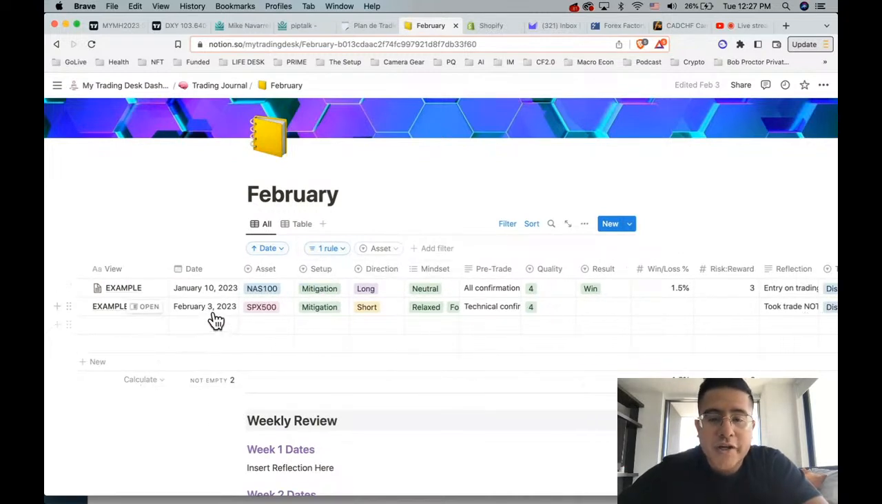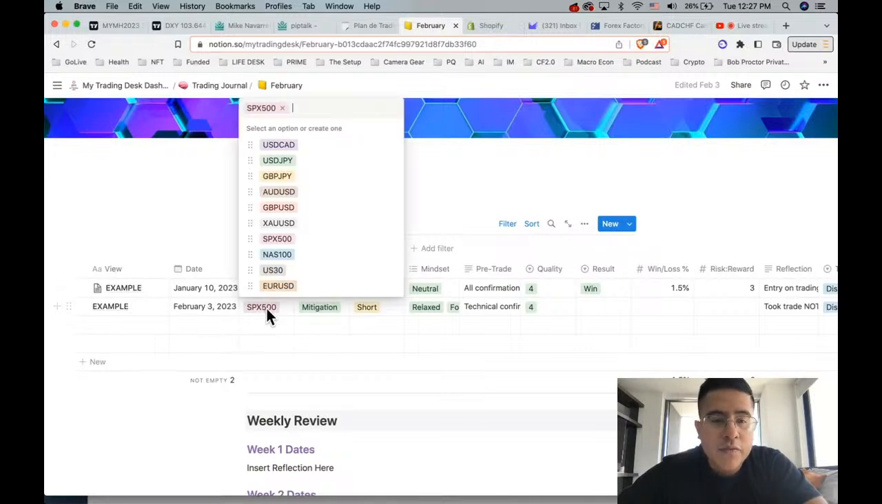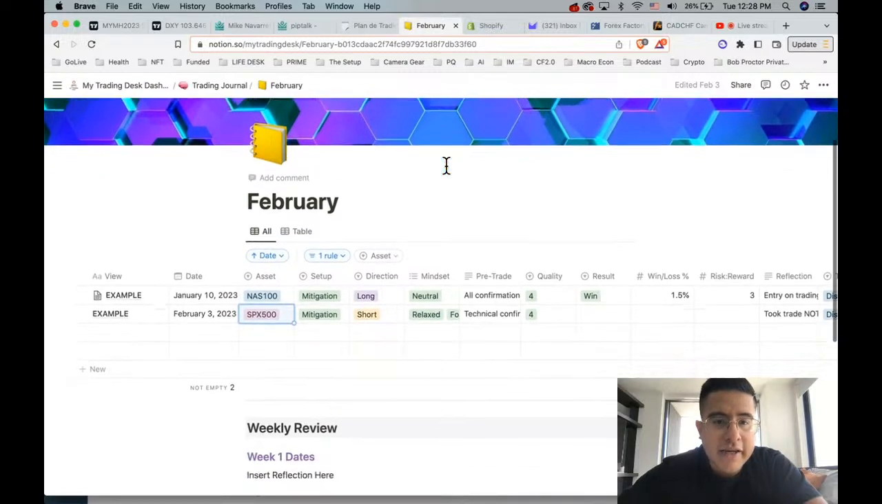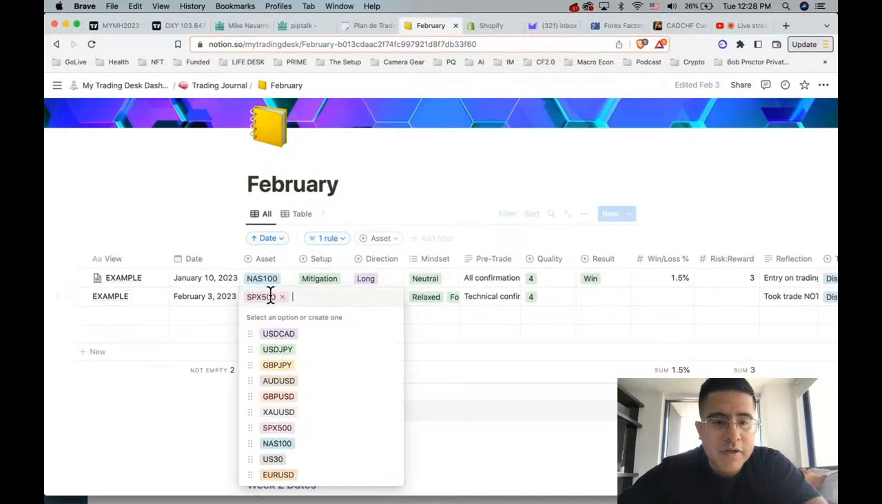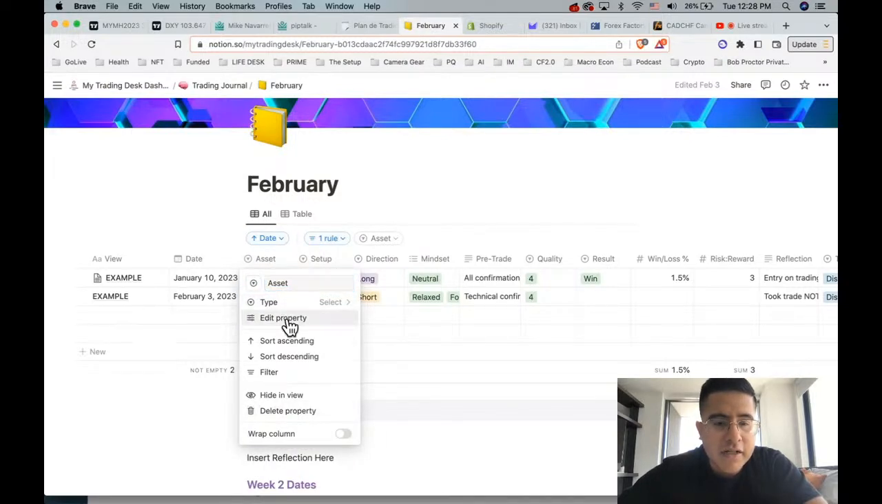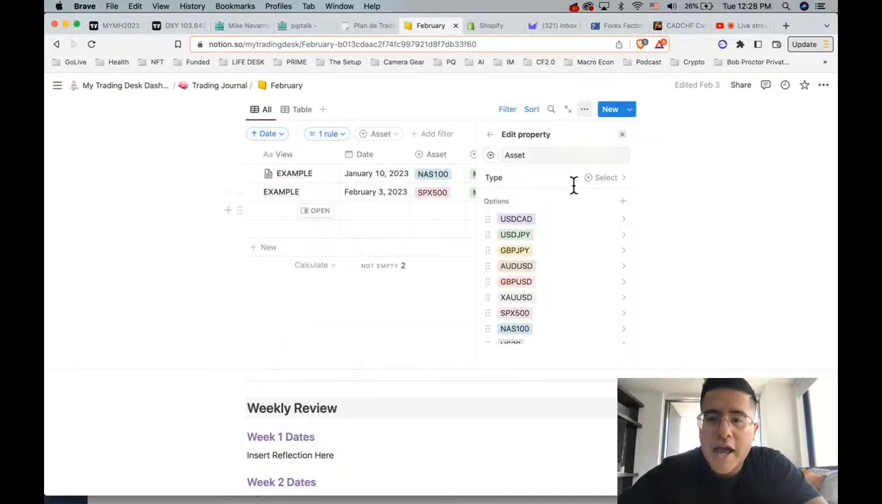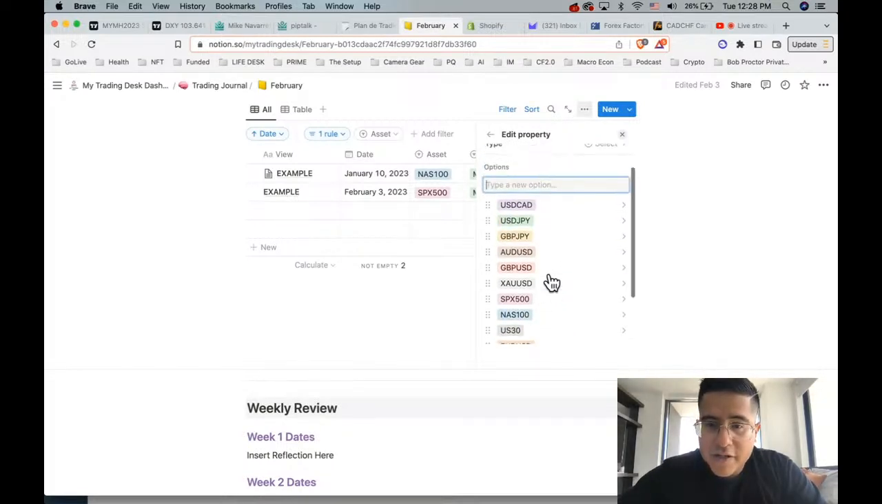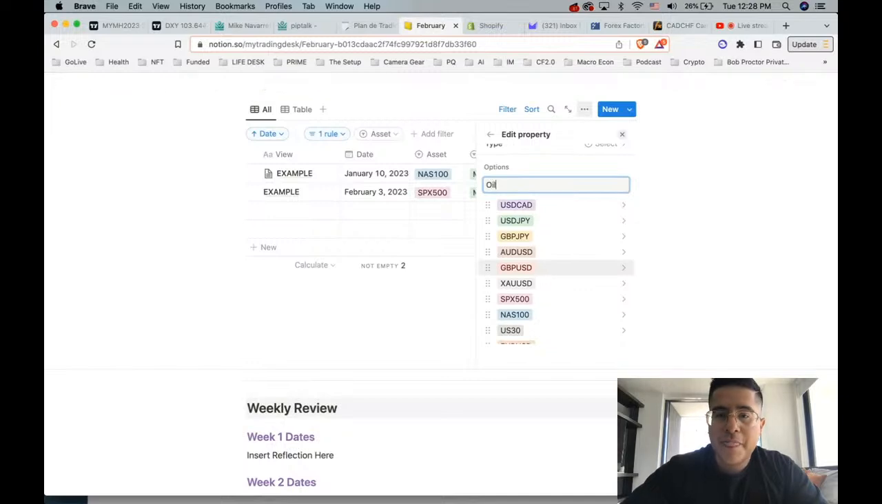So here's an example of a trade we took on, was it Friday? I think Friday night, right? It was S&P. So there's a date, what we traded, right? I put some here. You guys can add whatever it is that you trade. You can just add it here. If you need to add something, then it's pretty simple, right? When you go to clicking asset, you can click edit property, and here you can just add whatever it is that you want. So options, let's say, what don't I have on here? So let's say it's oil, right? US oil. Cool. Added it.